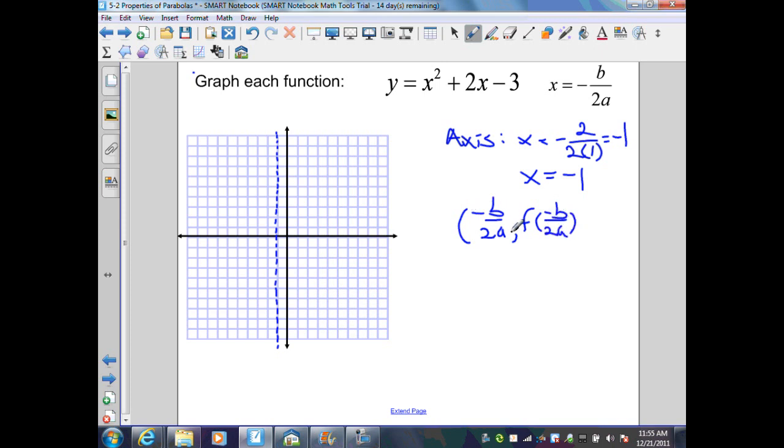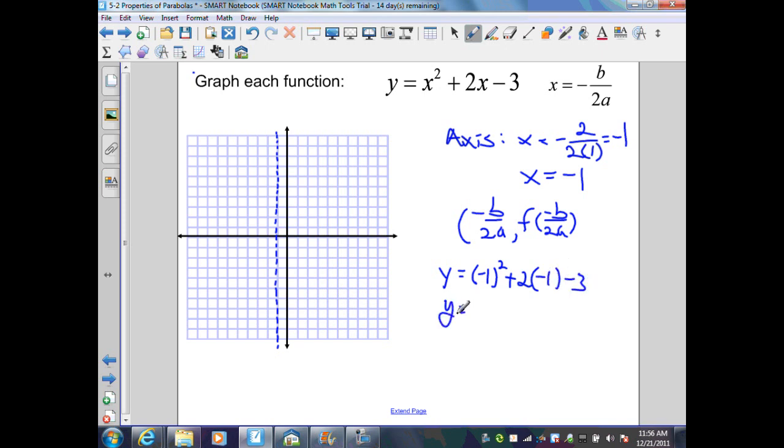Therefore, I'm already given this part. That's my x-coordinate. My x-coordinate is negative 1. I know that because it has to fall on my axis of symmetry. What I need to do now is substitute that x value into my quadratic function that is given to me. So when I do that, y equals negative 1 squared plus 2 times negative 1 minus 3.